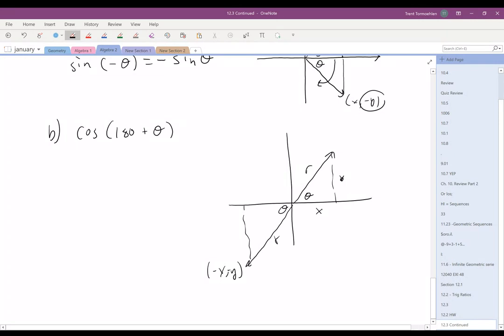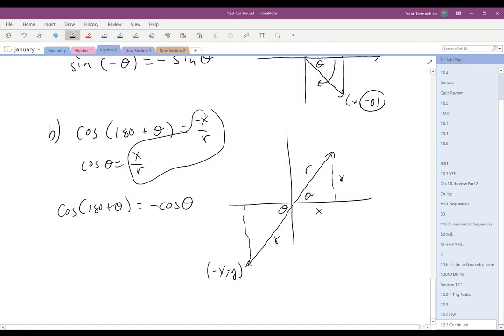And so cosine of 180 plus theta would just be negative x over r, whereas cosine theta equals x over r. So what do these have in common? Well, they're just negatives of each other. So that means the value of cosine of 180 plus theta is just equal to the opposite of the cosine of theta. So kind of similar to the last one.